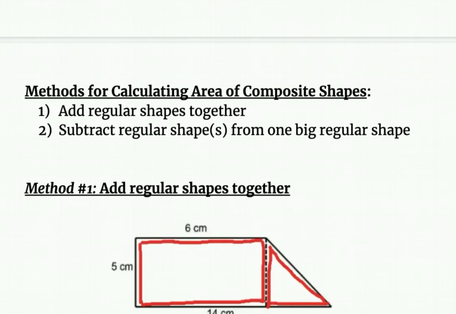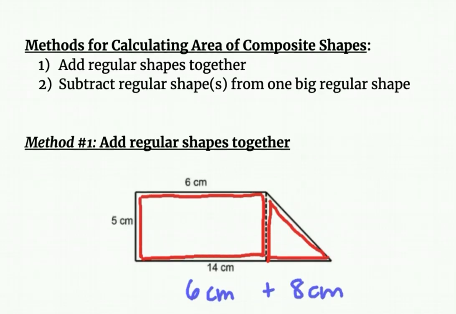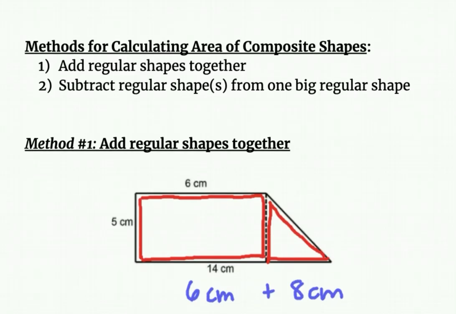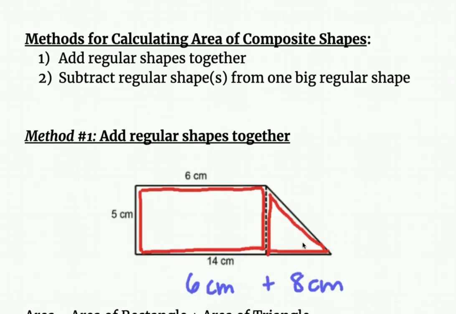So we're going to start with method one. Method one is adding the regular shapes together. This composite shape is made out of one regular rectangle and one regular triangle. So we're going to figure out the areas for the rectangle and the triangle, and we're going to add them together.